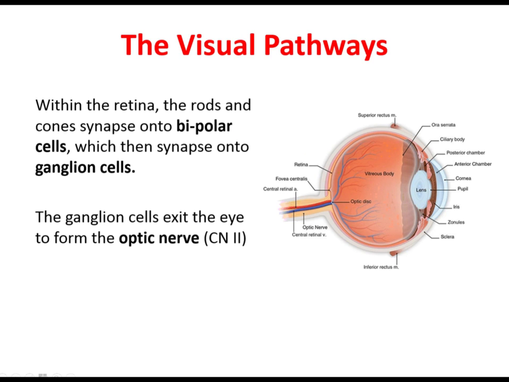So the visual pathways within the retina, we have rods and cones, and the role here today is not to look at the photoreception. So we're not going to look at the receptors themselves, but suffice to say that light hits the retina. Basically, we have action potentials that fire in the rods and the cones. Now, those rods and cones will synapse onto bipolar cells, which then synapse onto the ganglion cells. And the ganglion cells exit the eye to form the optic nerve.